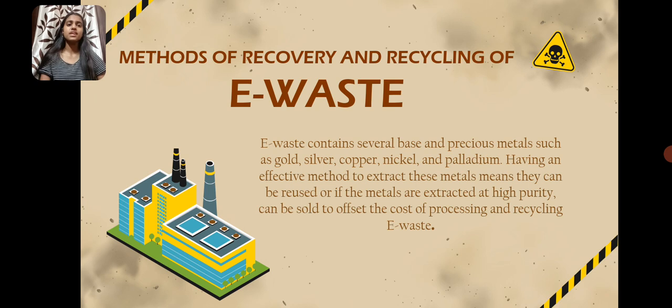Methods of recovery and recycling of e-waste. The electronic waste consists of several base and precious metals like gold, silver, copper, nickel and palladium. Having an effective method to extract these metals means they can be reused, or if the metals are extracted at high purity, can be sold to offset the cost of processing and recycling of e-waste.